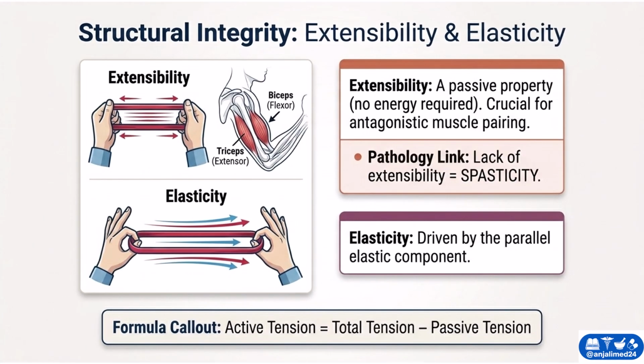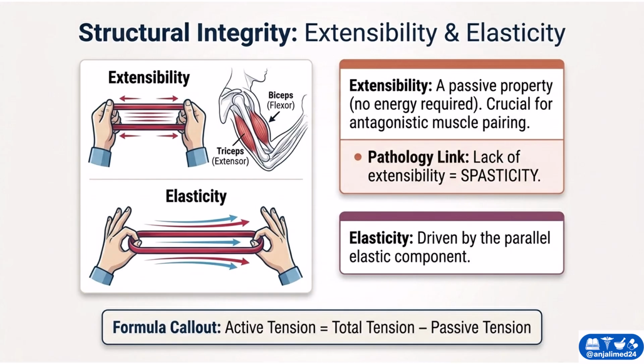Structural integrity, extensibility, and elasticity. Now let's understand two important structural properties of muscle: extensibility and elasticity. First, extensibility. It is the passive ability of a muscle to stretch without damage. No energy is required for this process.